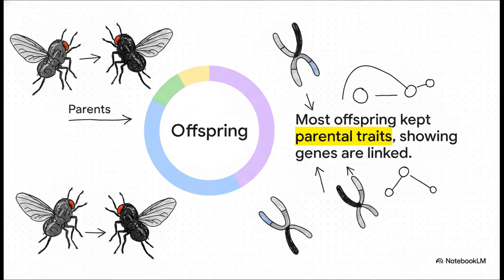The vast majority of the offspring looked exactly like the parents, either gray with normal wings or black with vestigial wings. The parental traits largely stuck together, meaning these 2 distinct genes were physically tethered. They were linked on the same chromosome.